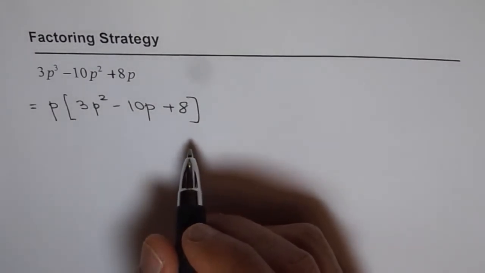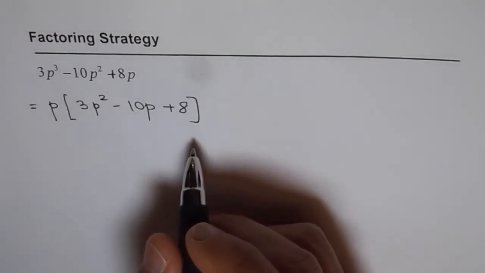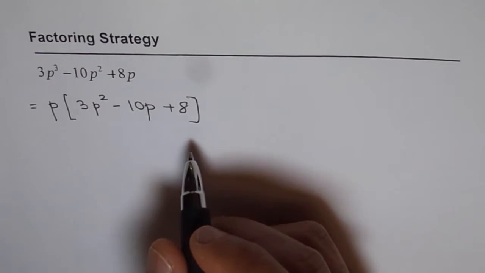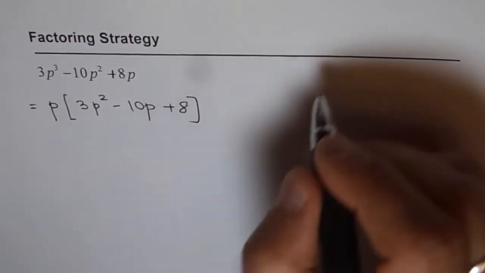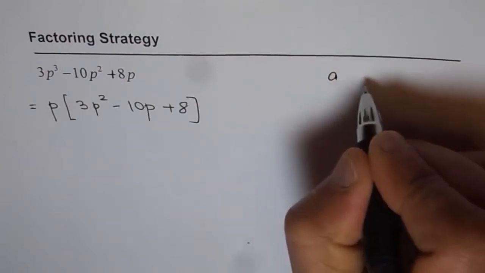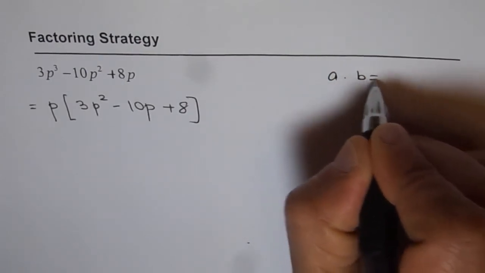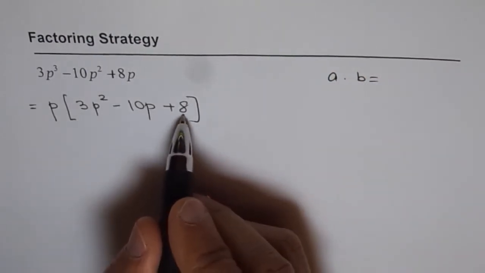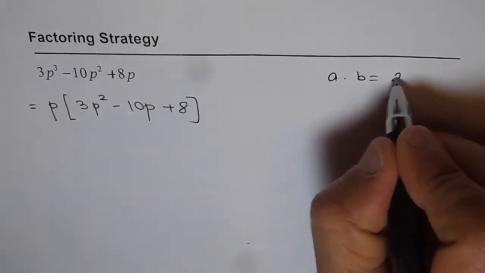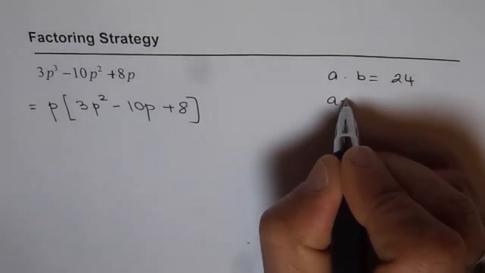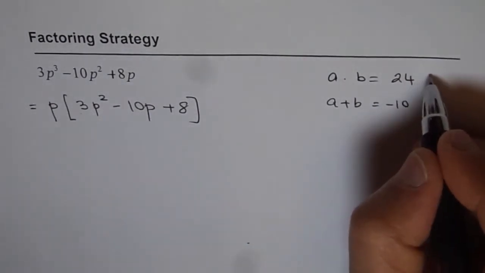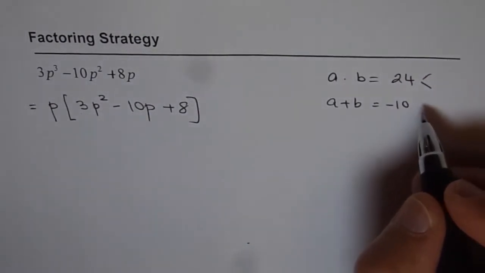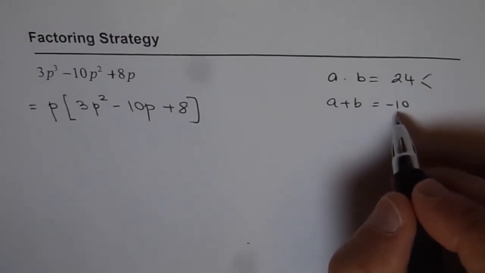So we'll take two numbers, and this time these two numbers are not p and q but a and b, right? Because I don't want to confuse you with these p's. So let the two numbers be a and b, whose product should be how much? 8 times 3, 3 times 8, or 24. And this sum should be minus 10. So what numbers could give you product of 24 and sum of minus 10?